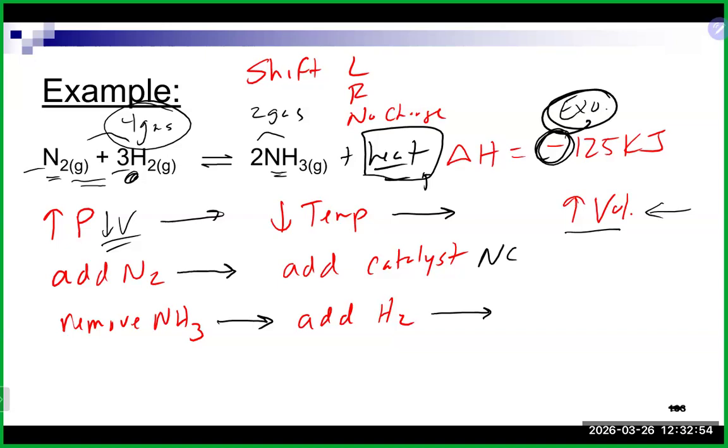A catalyst has no change. It will just get to equilibrium quicker, but it won't cause it to shift one way or the other. Because it's really not a reactant or a product, it's not like you're adding more reactants or products to this situation. It's just going to facilitate it getting to equilibrium quicker.